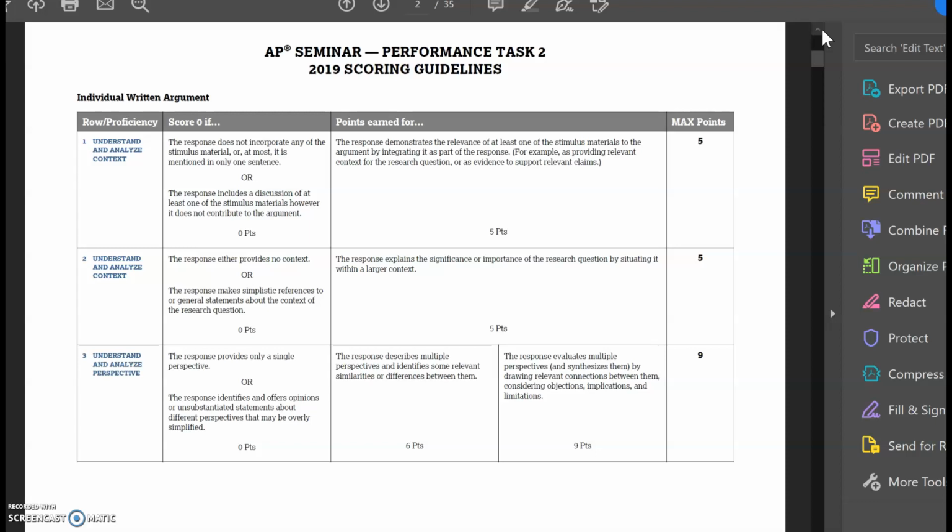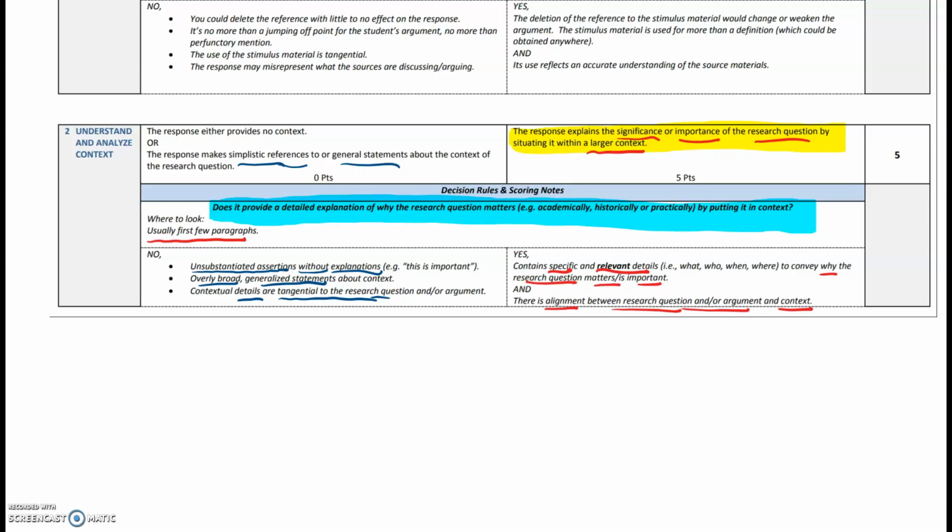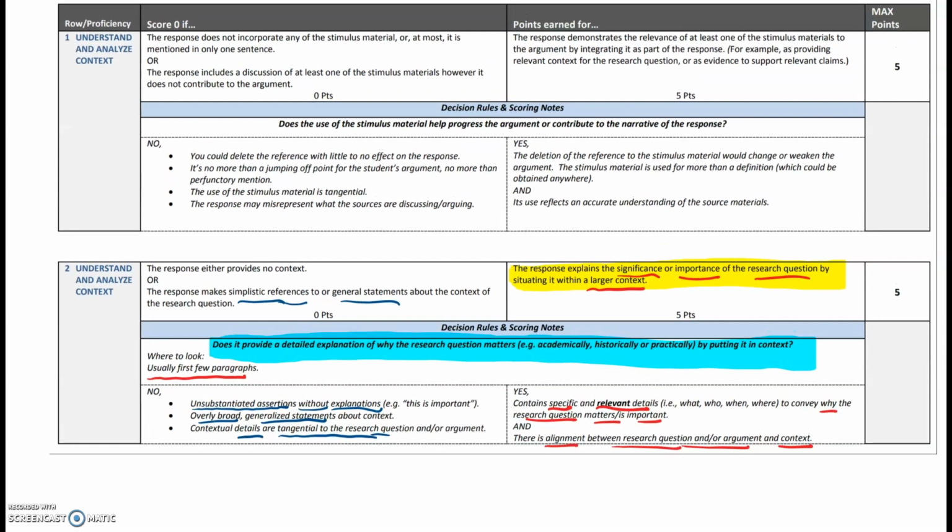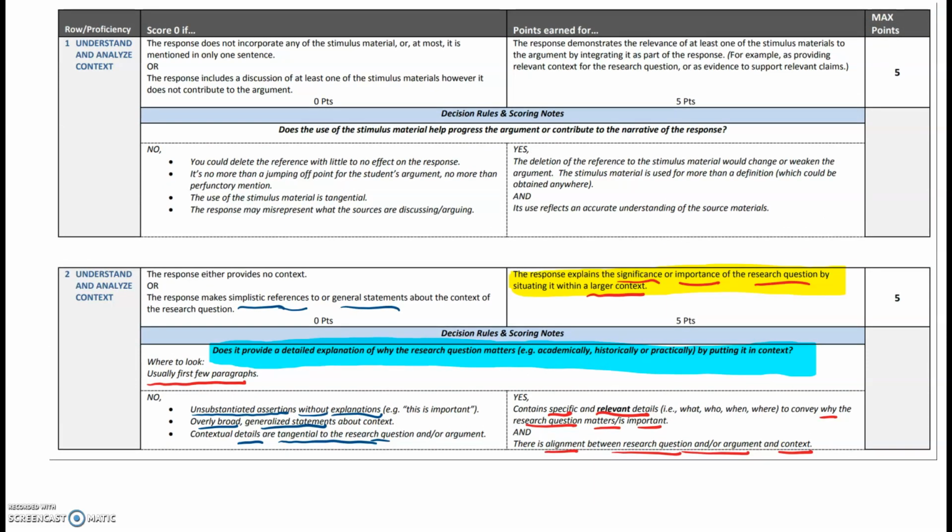Now I have the scoring guide that the scorers use here. Let's take a look at that first. Notice it looks a little bit different. And I'm focused here on this section. So if you look at the part that I've highlighted in yellow, you can see that this, by the way, has a point value of 5 out of the total. And what you're looking for here is the response explains the significance or importance of the research question by situating it within a larger context.